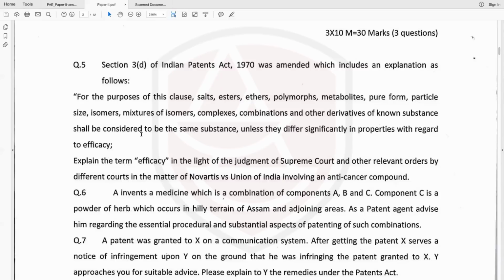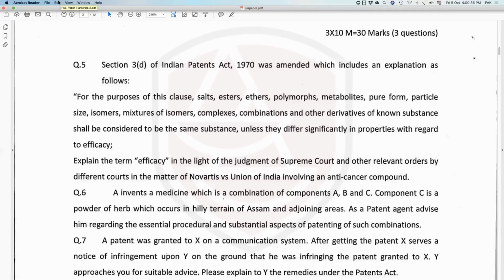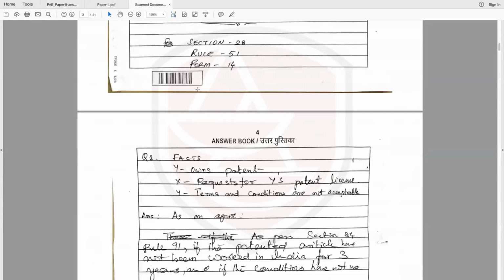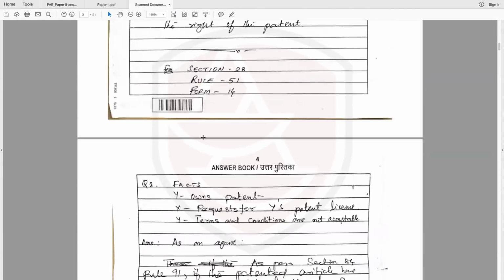Yeah, so this is a theoretical question where the candidate would have been required to list out the facts of the case, what led to the decision, and then explain how efficacy has been described by the court, which has said that efficacy relates to therapeutic efficacy. And let's see how the candidate answered this.